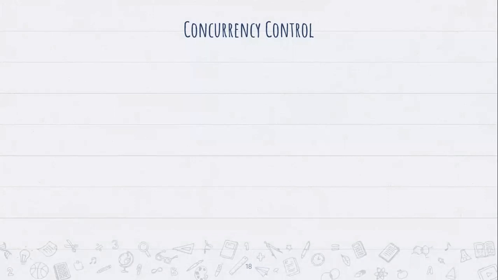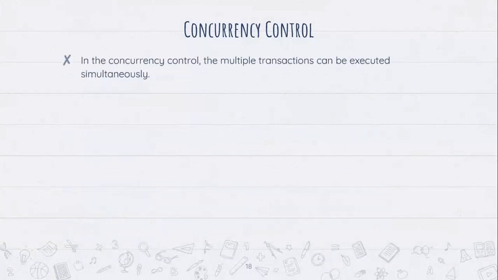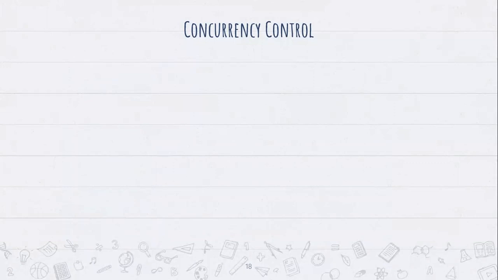That is concurrency control. Before learning about concurrency control, you should know what concurrency is. Concurrency means executing multiple transactions at a time. The database management system can execute more than one transaction at a time. Executing many transactions at the same time is what concurrency is.